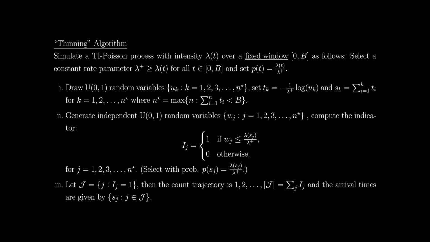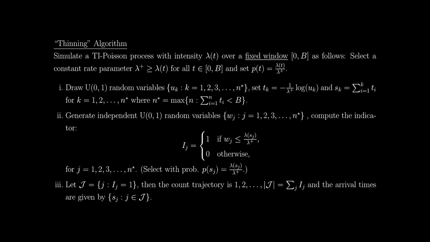Okay, so step 2, generate independent uniform 0, 1 random variables. These are new random variables, hence you'll see wj, such that j runs from 1, 2, 3 all the way up to n star, and then compute the following indicator. Set ij to 1 if this wj is less than or equal to lambda evaluated at the arrival time sj divided by lambda plus. Otherwise set it equal to 0. And do this for all j running from 1, 2, 3 all the way up to n star.